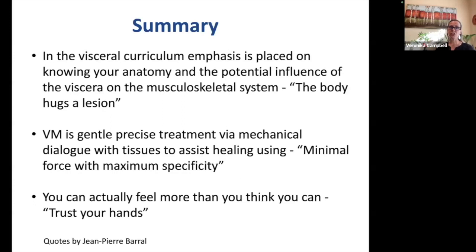Visceral manipulation is a gentle, precise treatment via mechanical dialogue with the tissues to assist healing. So you're using minimal force with maximal specificity. Can you find the exact spot the body wants help? And then you can feel more than you think you can. Trust your hands. So the next time you go in and do a psoas release, think about the layers you're going through. Think about if you feel any restrictions in there. If you do, could you gently nudge, not aggressively, and let things soften before you get to that psoas? Could you add breath work? Could you add hip range of motion? Could you add other mobility things to help the body detangle in a more gentle way so that it doesn't have to keep protecting?